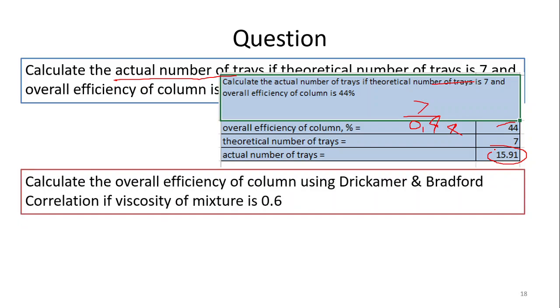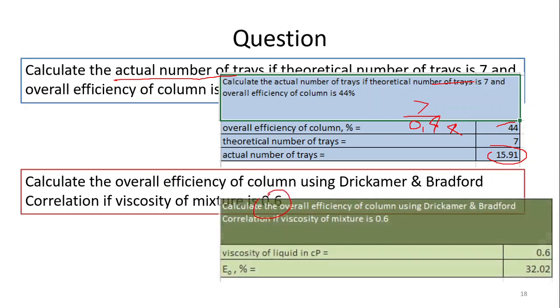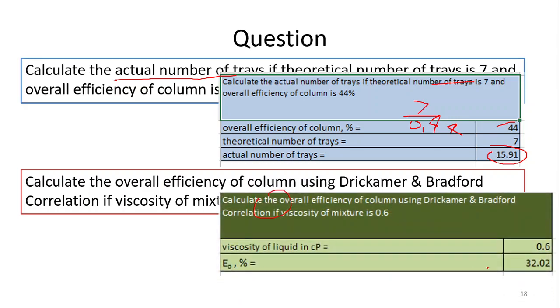Another example: calculate the overall efficiency of a column using the Drickamer-Bradford correlation if the viscosity of the mixture is 0.6 centipoise. Here the viscosity is given, so you can easily find the overall efficiency with the help of the correlation we have just discussed. The viscosity in centipoise is given, and you can find the overall efficiency, which comes to around 32%. So this is a basic example of the overall efficiency.